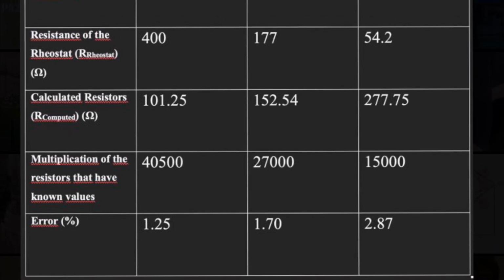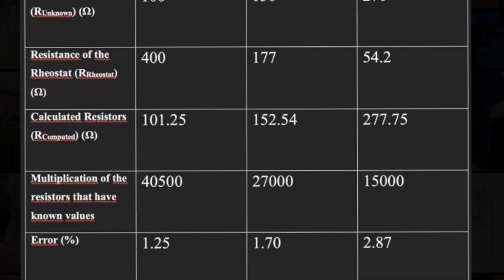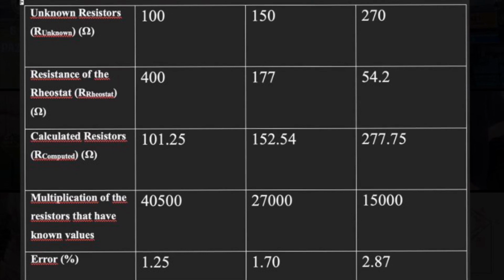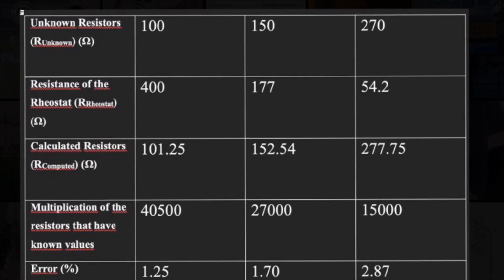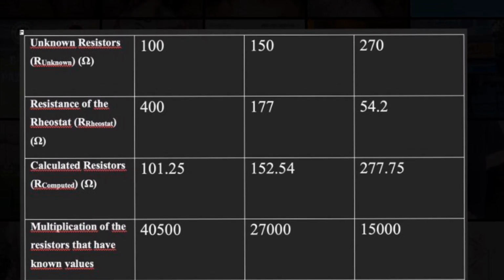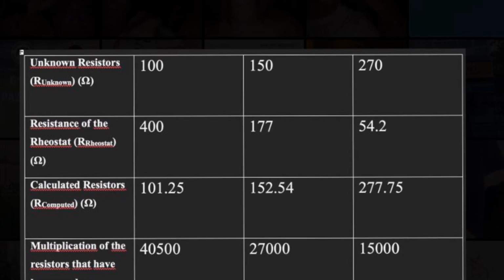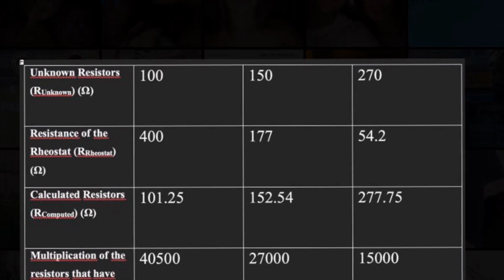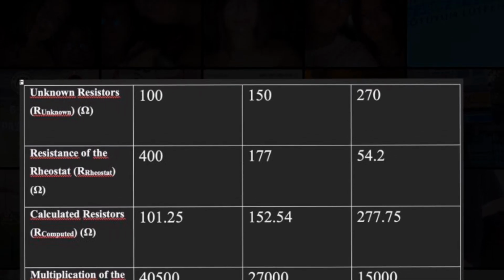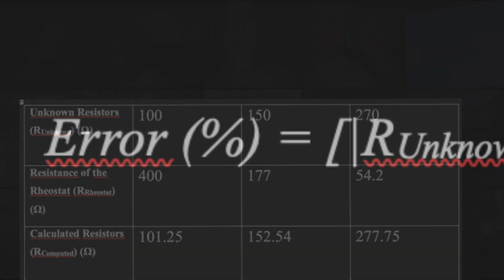In the first part of the experiment, the value of Q is 101.25, but the expected value is 100. In the second part of the experiment, the value of Q is 152.54, but the expected value is 150. In the last part of the experiment, the value of Q is 277.75, but the expected value is 270.